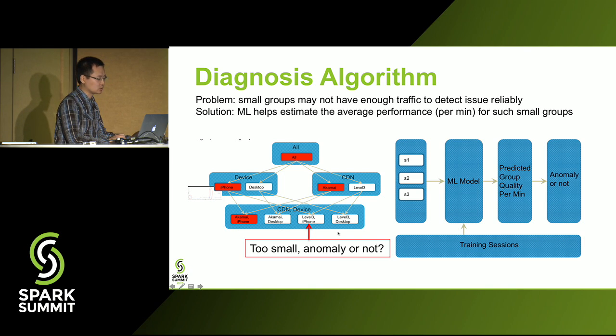So what we do is that we introduce a machine learning module to help estimate the performance for such small groups in each minute. The machine learning model is trained based on all the video sessions. And each minute, we feed in all the sessions from the small group, and then we give a prediction of the average performance for this group. Minute by minute, we get a time series for this small group, and then run the same detection algorithm as shown before to detect if there's an anomaly or not.